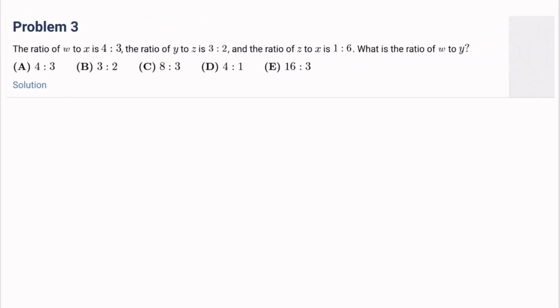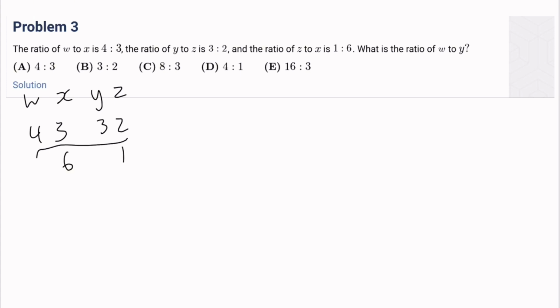Number 3, the ratio of W to X is 4 to 3, the ratio of Y to Z is 3 to 2, and the ratio of Z to X is 1 to 6. What is the ratio of W to Y? So we have W and X, they are 4 to 3, and then the ratio of Y to Z, they are 3 to 2. And then the ratio of Z to X is 1 to 6, right?